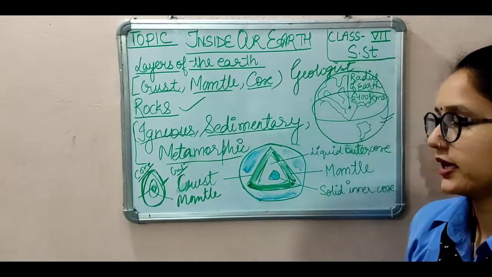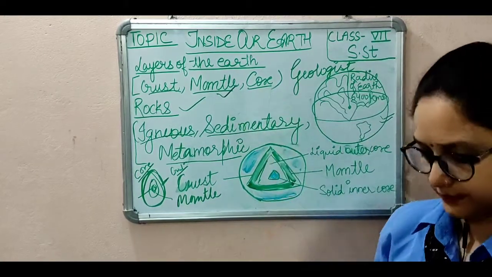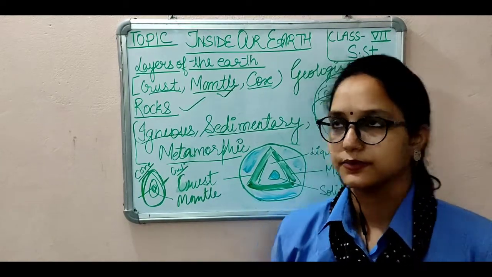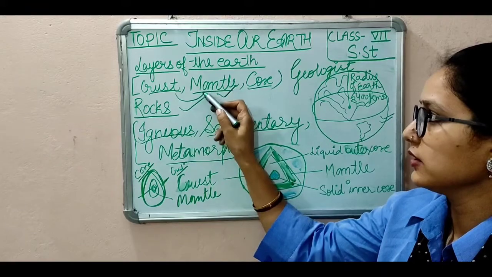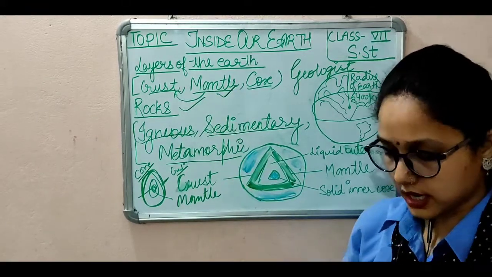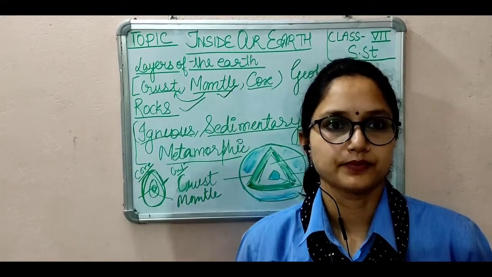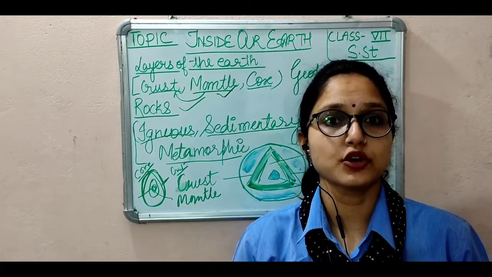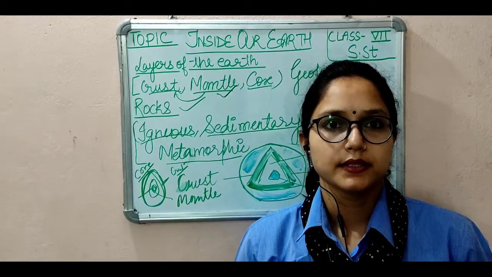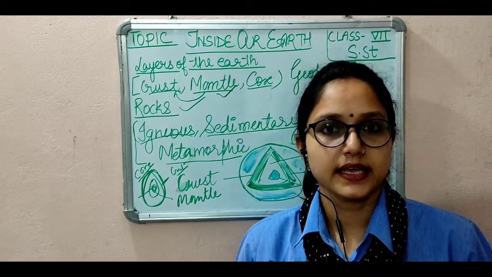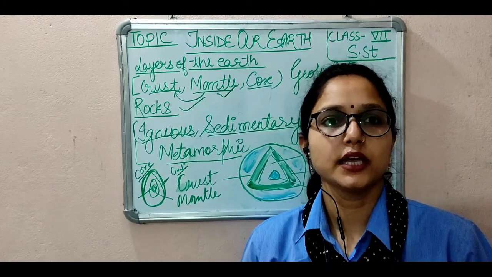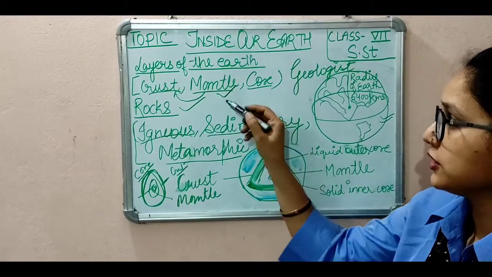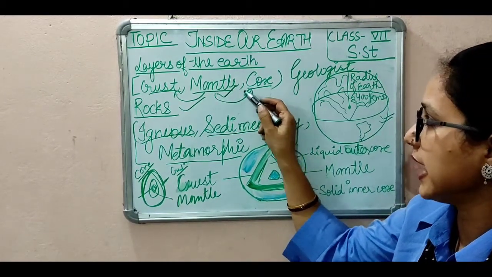The next layer is the mantle. It is just beneath the earth's crust. This is the layer where most of the internal heat of the earth exists. This layer is about 2900 kilometers thick. So finally, we reach the last layer, that is the core.